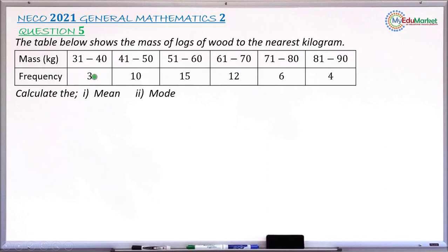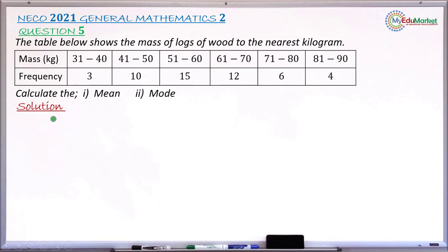So 3 logs of wood have mass in between 31 and 40 kilogram. 10 logs of wood have mass in between 41 and 50 kilogram. 15 logs of wood have mass in between 51 and 60 kilogram, like that. So the question asks us to find or calculate Roman 1, the mean, and Roman 2, the mode. So let's attempt to answer this question together.